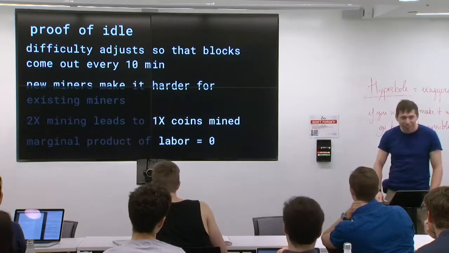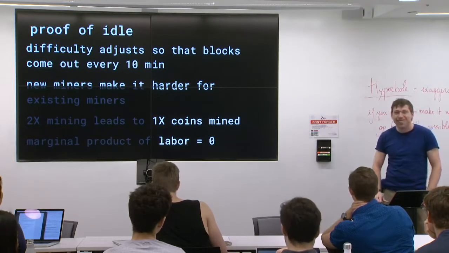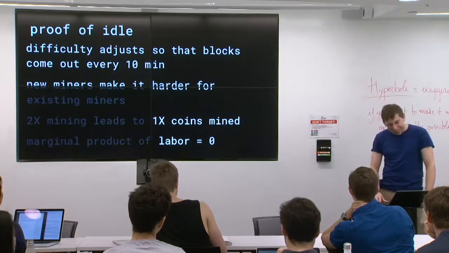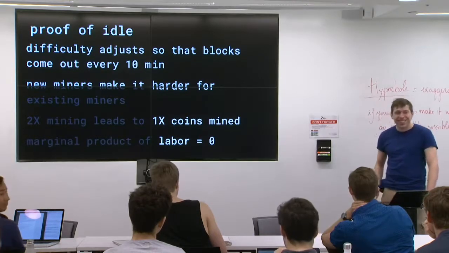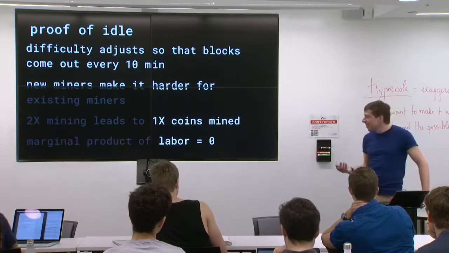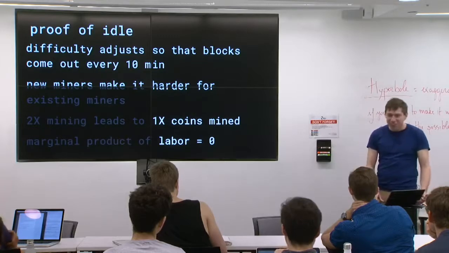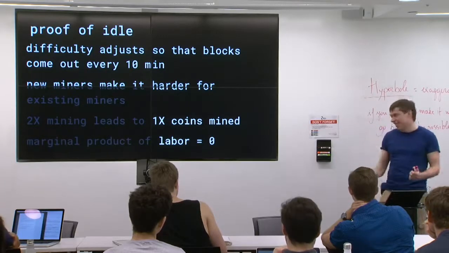The example is Nobel Prizes. Doesn't matter how many academics chase them, there's a unique number of Nobel Prizes. However good the science is, you just get 1 Nobel Prize.